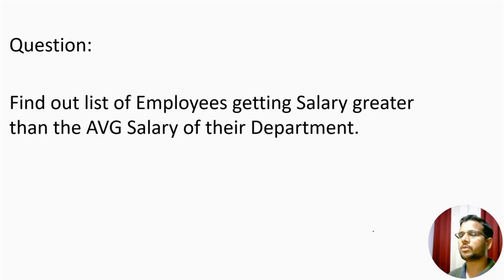So let's see the problem statement that we are going to discuss in this video. Assume we have two tables, one is the employee table and one is the department table. Then we need to find out a list of employees getting salary greater than the average salary of their department. So let's understand this problem statement in detail.